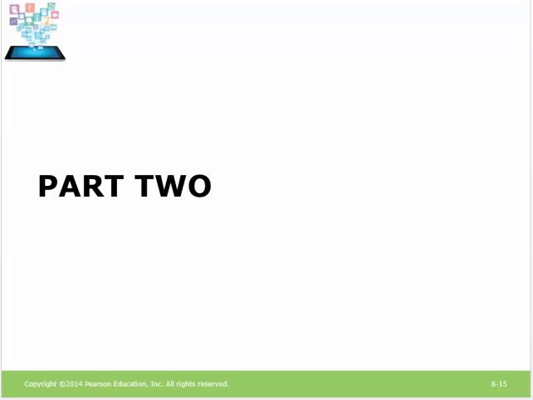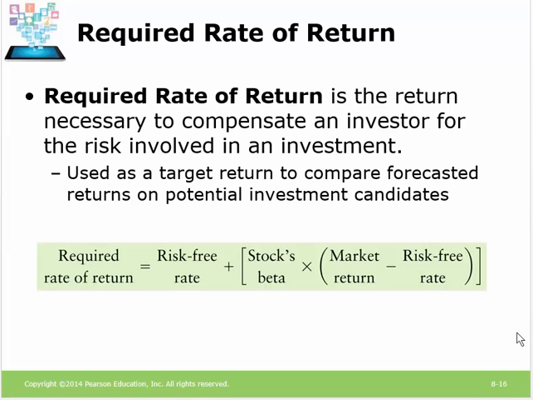In part 2 of stock valuation, let's investigate a little bit further some mathematical techniques to try to determine the value of a stock. So the first thing we'll talk about is what is the relationship between risk and return, or how can we measure that to some extent. And what we develop is something called the required rate of return. Essentially, this is a number that compensates us for the risk that we see in a particular investment.